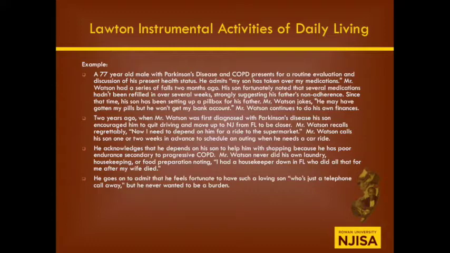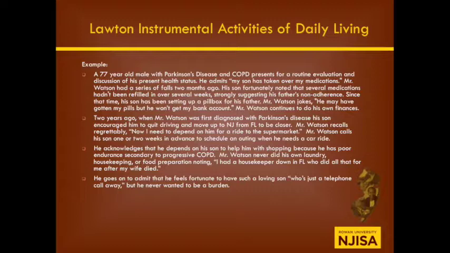So here's another case for you. A 77-year-old male with Parkinson's disease and COPD presents for routine evaluation and discussion of his present health status. He admits that my son has taken over my medications. This gentleman, whose name is Mr. Watson, had a series of falls 2 months ago. His son fortunately noted that several medications hadn't been refilled in over several weeks, strongly suggesting his father's non-adherence. Since that time, his son has been setting up a pill box for his father.